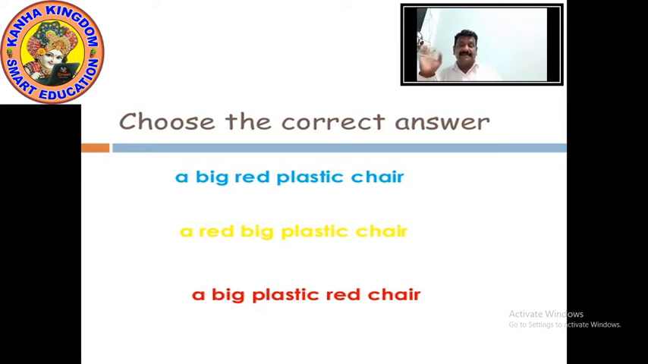A big plastic red chair doesn't make sense. It is not in proper order. A big red plastic chair is also not in the proper way. Here, a red big plastic chair is the proper one in the order of adjectives. Please write it down.